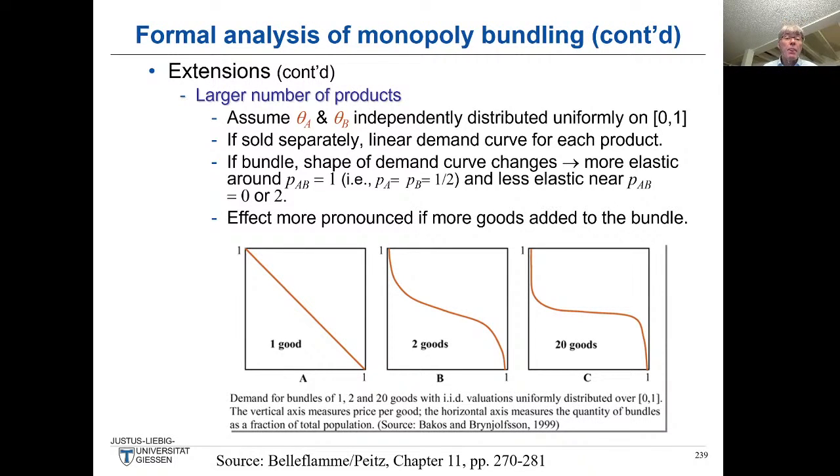Here, of course, the formal analysis, if you look into a larger number of products, the interesting thing is that if you sell only 2 products, if you sell a bundle of 2 songs, it's rather likely that you have people who like the one and don't like the other. But if you sell them 20 songs, what happens then? If you sell them 20 songs, it's rather unlikely that you will have many people who don't love 19 of the songs.